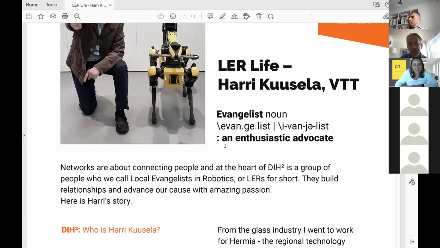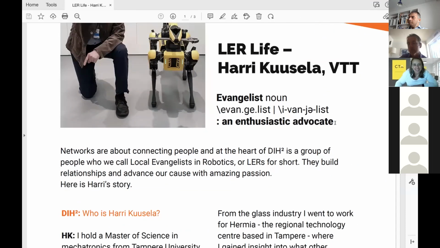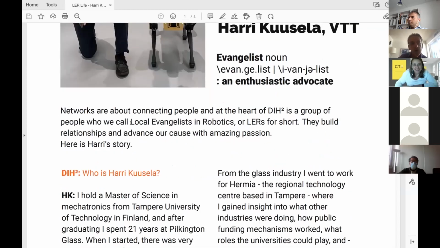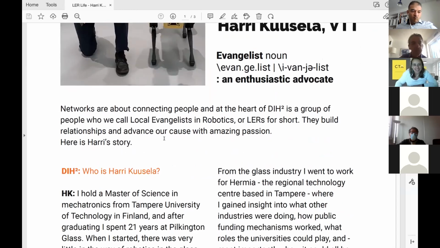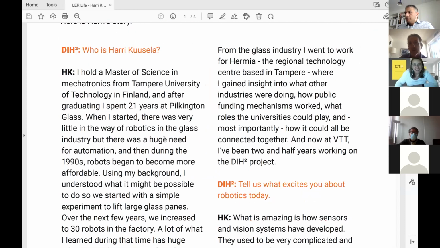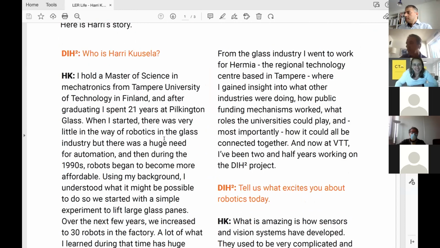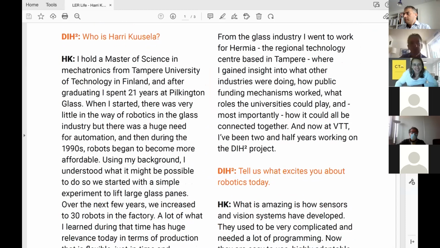The evangelist is an enthusiastic advocate. Obviously, evangelist has a number of other meanings, in many cases religious, but there's also a meaning which is an enthusiastic advocate, and that's exactly what the LERs are. We say here that they're about connecting people, and these guys are at the heart of our network. They build relationships, they advance our cause with amazing passion. I'm not going to take you through each of these, but I would encourage you to look at this. It's on the LinkedIn page. I can send you a PDF of this one if you would like.